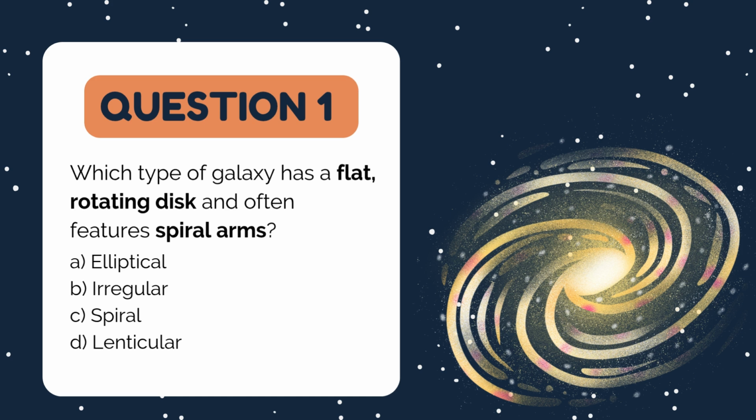Which type of galaxy has a flat, rotating disk and often features spiral arms? A. Elliptical, B. Irregular, C. Spiral, D. Lenticular.